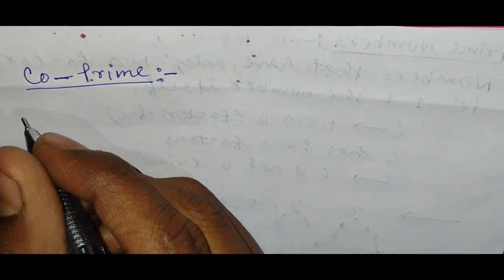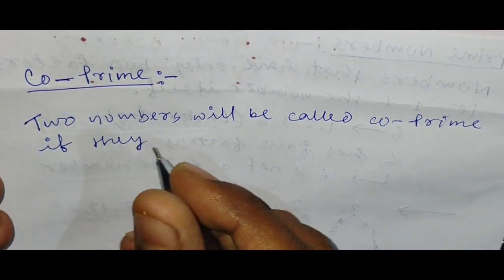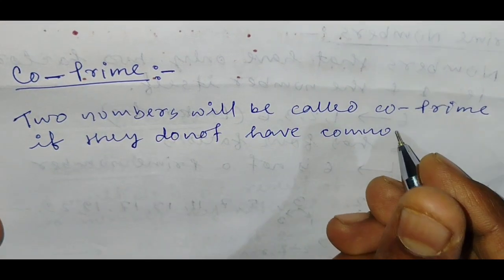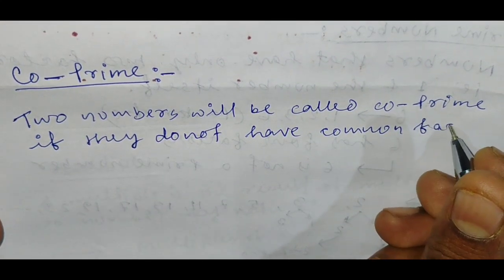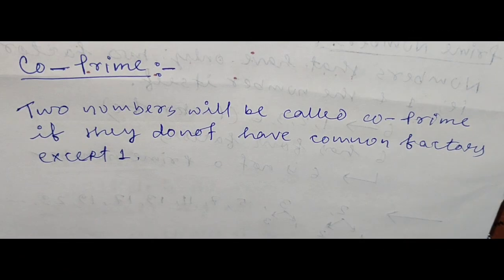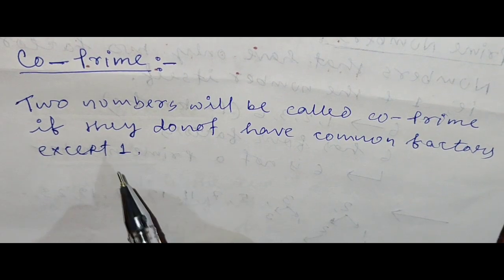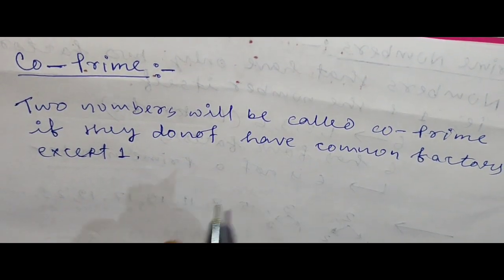After prime and composite numbers, we must know co-prime. Two numbers will be called co-prime if they do not have common factors except 1. When we talk about co-prime numbers, we always talk about a pair of numbers. A single number is not called co-prime. Other than 1, they do not share any common factors.